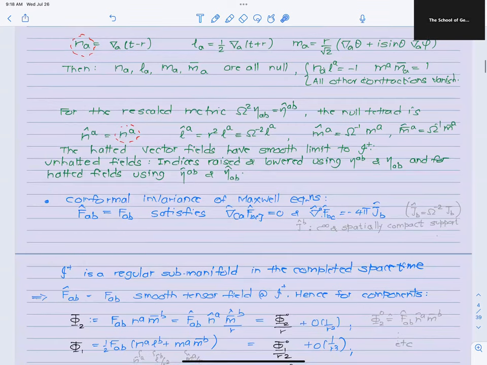So the hatted vector fields admit smooth limits to scri, and for the unhatted vector fields, indices are raised and lowered using the physical metric, and for the hatted vector fields with the conformally rescaled metric. And the conformal invariance of the Maxwell equations says that if I just set F hat equal to F, then just because F satisfies Maxwell's equations, it's also true that F hat satisfies the Maxwell equations. And since the source has spatially compact support away from scri, this thing is going to be zero, in both frames, the hatted and the unhatted frame.